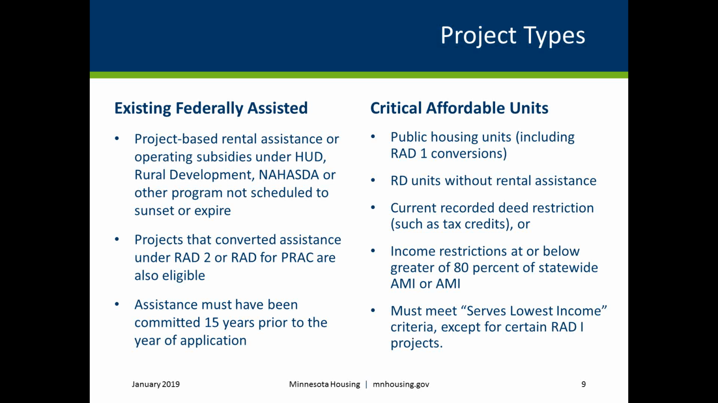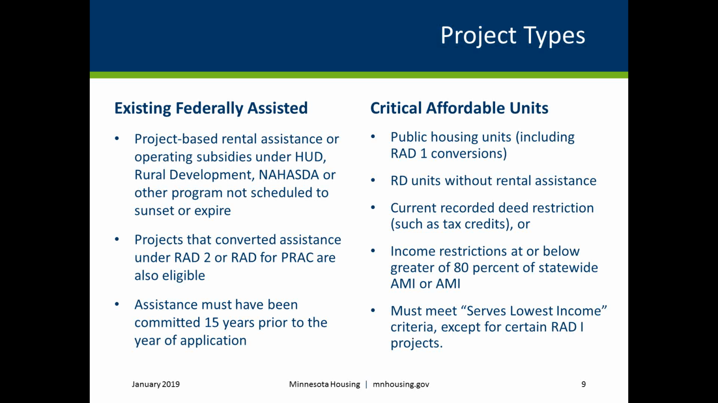The second category is critical affordable units, which are defined as any housing with a current recorded deed restriction or income restriction at or below the greater of 80% of statewide area median income or area median income. This includes existing public housing units, including those converting through the Rental Assistance Demonstration Program Component 1, RAD 1, rural development funded units without rental assistance, existing tax credit units, developments with federal assistance that are not included under federally assisted, and other programs with restrictions limiting income and rents.